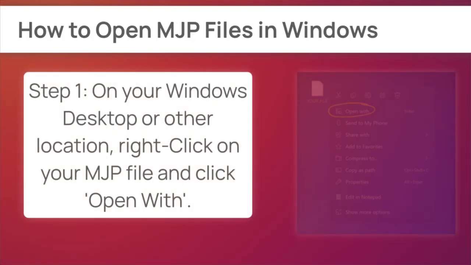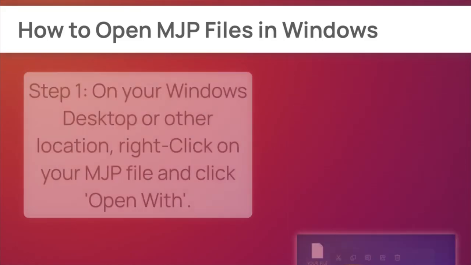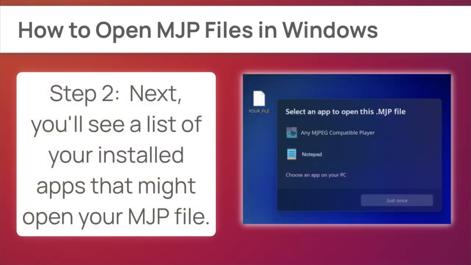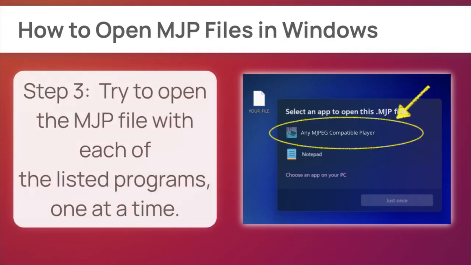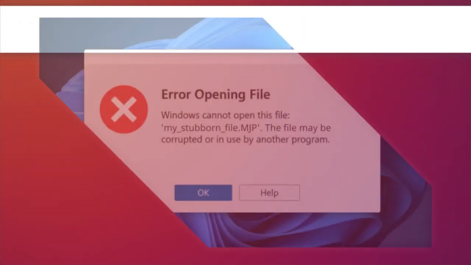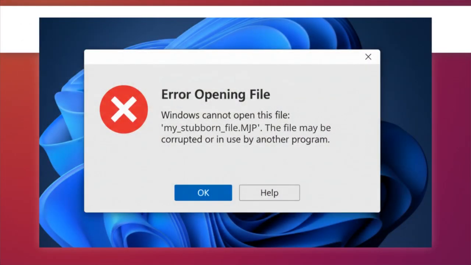To force access, right-click your MJP file and select Open With. If any MJPEG-compatible player is an option, test it. If it's not available, choose another program. We are trying to find the specific compatibility bridge. If you still cannot open your MJP file, that is okay.